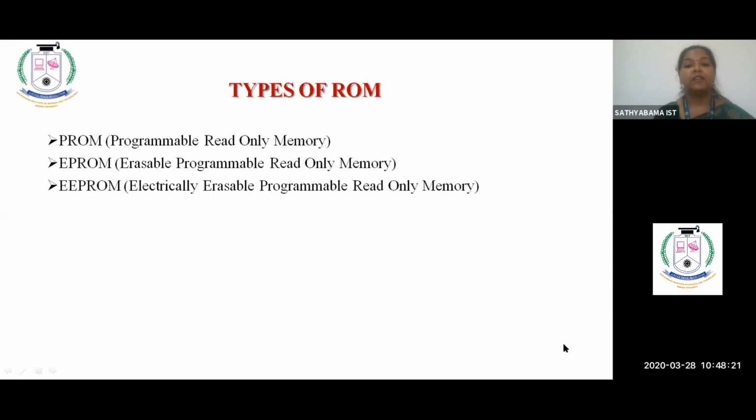In the previous slide you learned about read-only memory. It is a permanent, non-volatile memory where you can perform only read operations. This ROM has been further classified into 3 types. The first one is PROM, abbreviated as Programmable Read-Only Memory, the second one is EPROM, Erasable Programmable Read-Only Memory, and the last one is EEPROM, Electrically Erasable Programmable Read-Only Memory. Now let's see each one in detail.